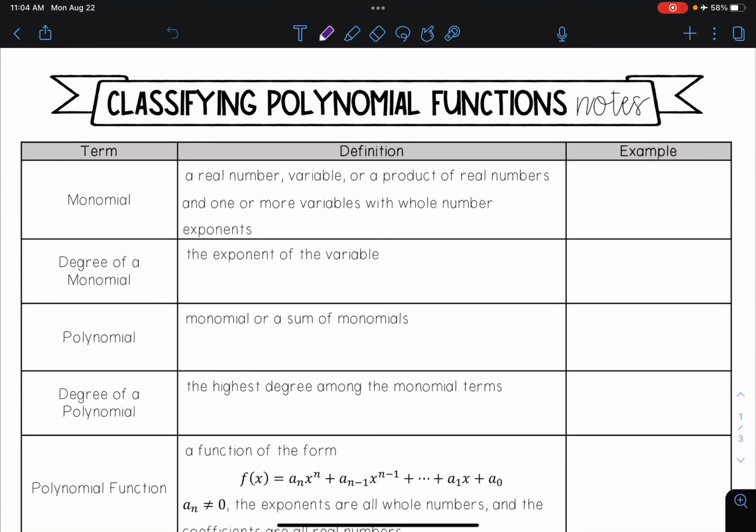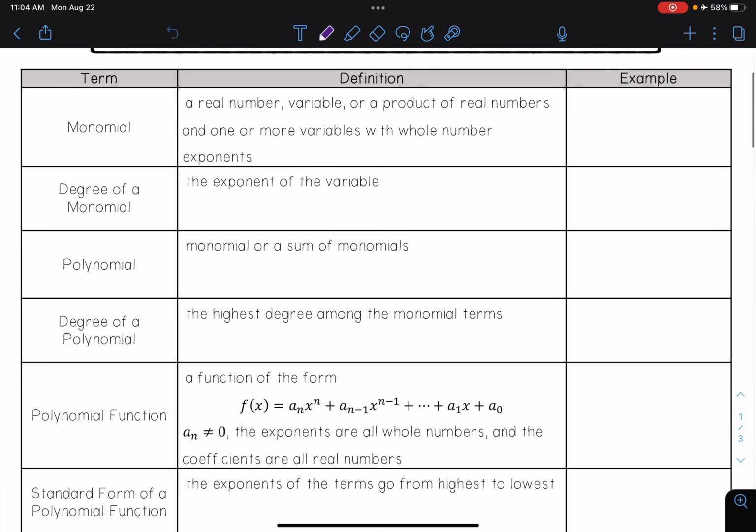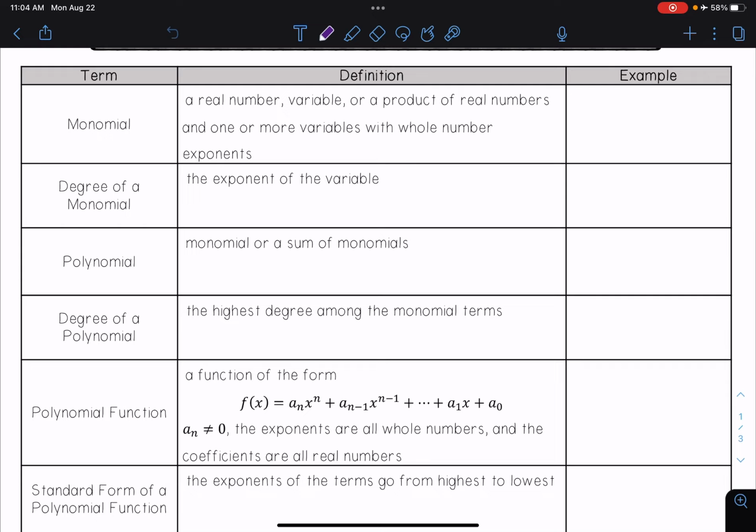Hello everyone, today we'll be talking about classifying polynomial functions. In this first video we're going to go over some vocabulary, and a lot of this we learned about in Algebra 1, but this is just a review of all of those terms.